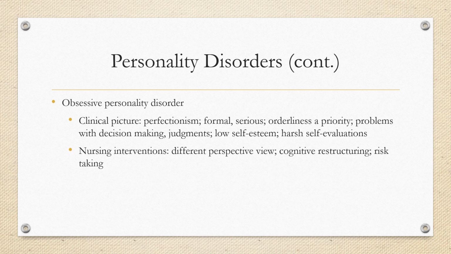They may be preoccupied with orderliness, schedules, rules, and lists. They struggle with judgment and decision-making. Insight is limited. Relationships can be difficult as the person struggles to express feelings and may seem harsh. Nursing interventions include assisting the patient to accept less than perfect work and teaching cognitive restructuring techniques.